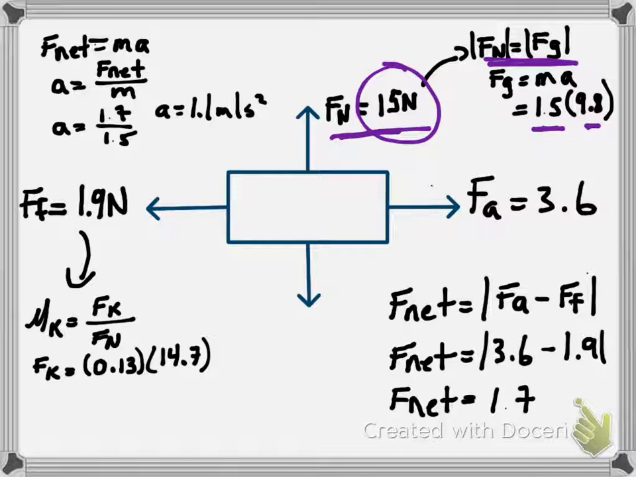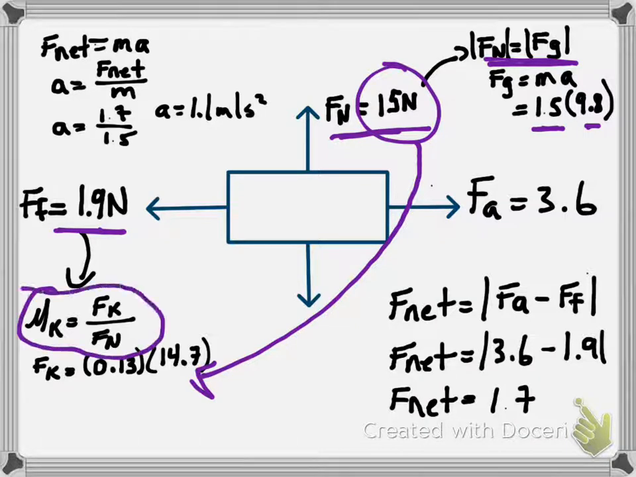Using that normal force, we can now calculate our frictional force, and that's where we're getting our 1.9 newtons. We're using the unrounded number, 14.7, and we're rearranging our frictional coefficient equation to figure out our kinetic friction. Remember that frictional force and kinetic friction are the same number, so that's where we're getting our 1.9.